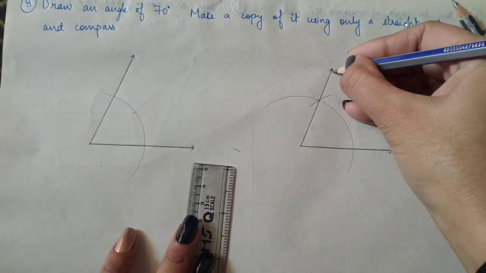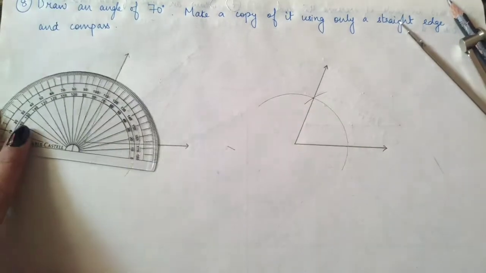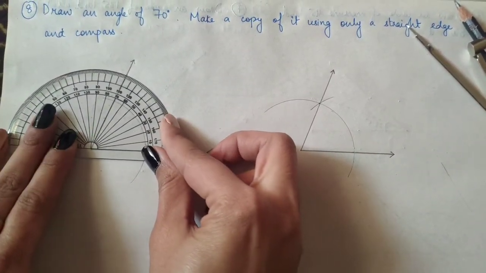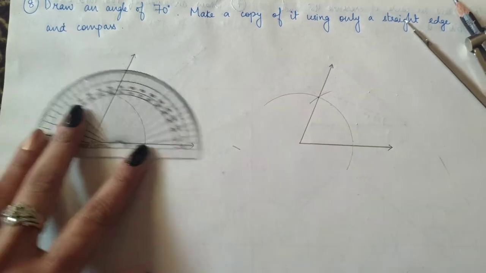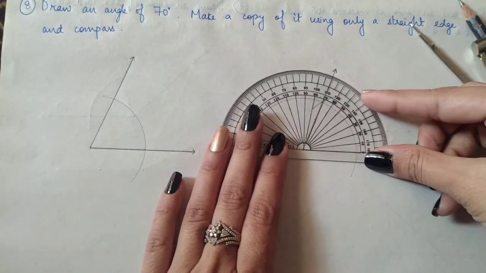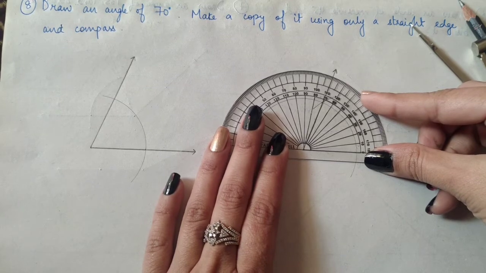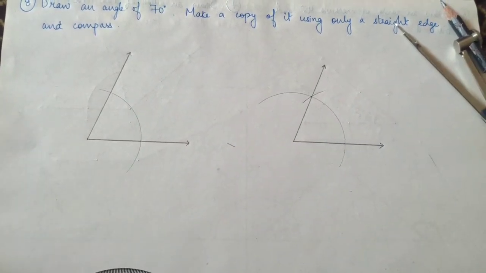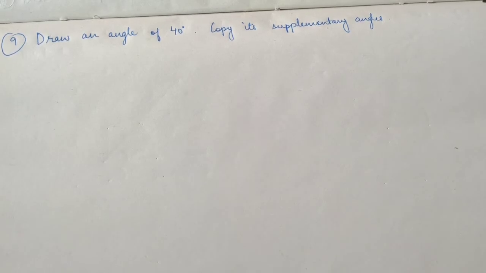Okay, so we'll just check if we have got the copies. This here, you can see, is 70 degrees. We'll just check if we have got 70 degrees again or not. So yes, we got 70 degrees again. Let's move on to question 9.